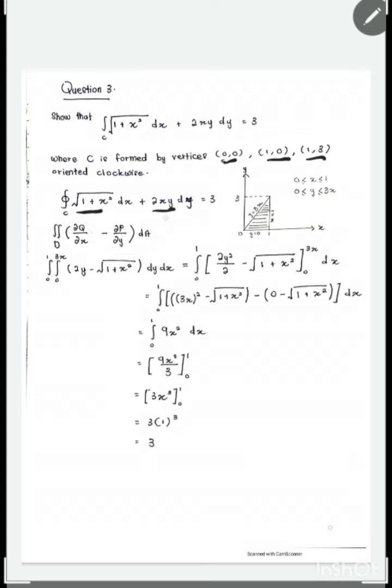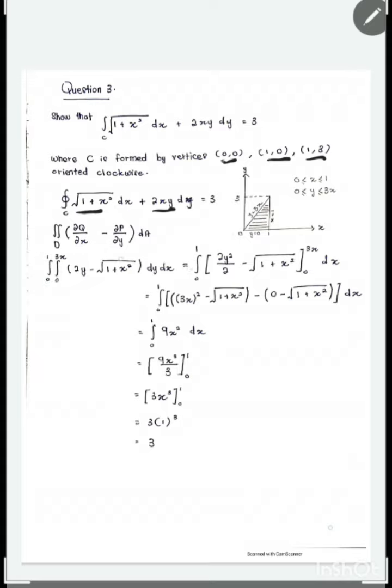So we differentiate q and p with respect to x and y respectively. So differentiate q with respect to x, we get 2y, minus differentiate p with respect to y, we still get the same. And then the boundaries is 0 to 3x, since we want to integrate with respect to dy first. And for the x, it's 0 to 1.